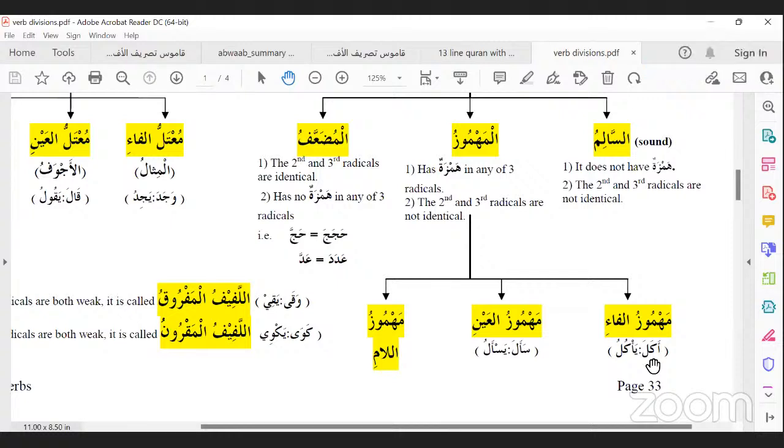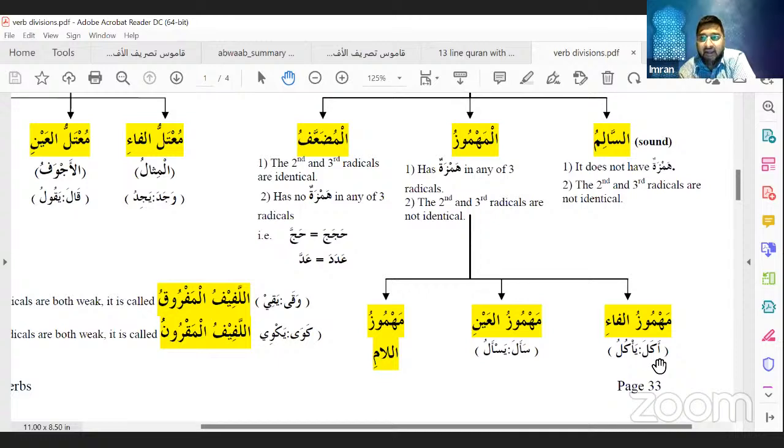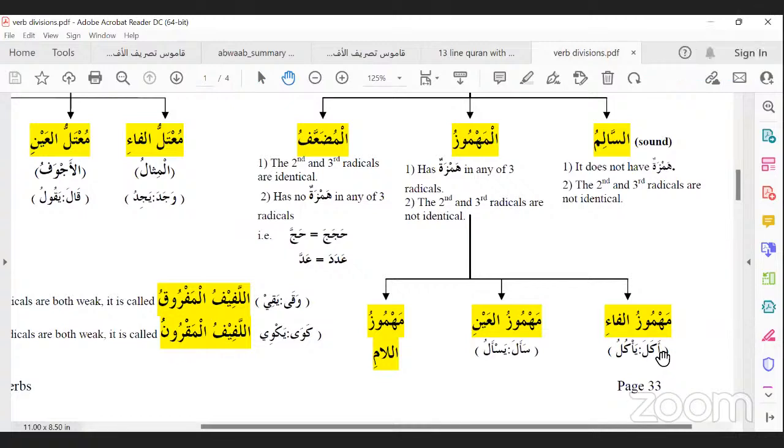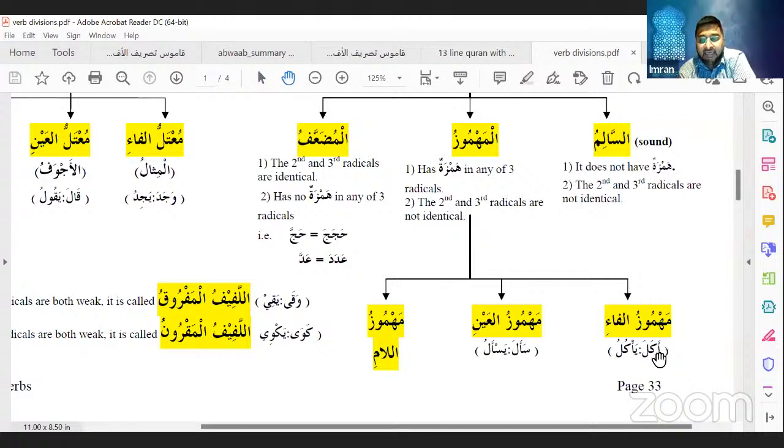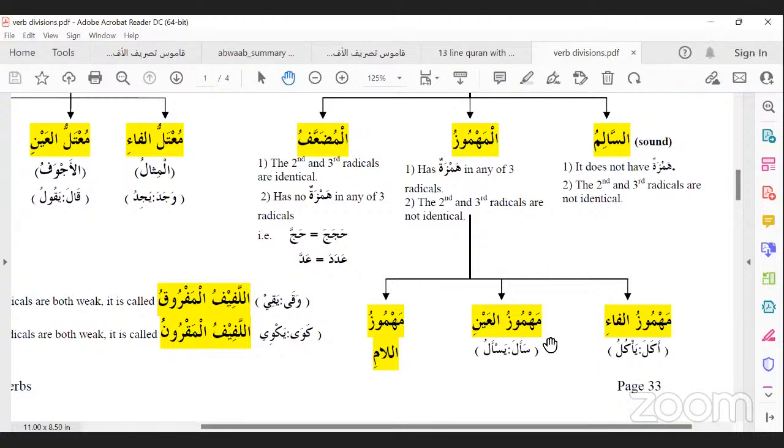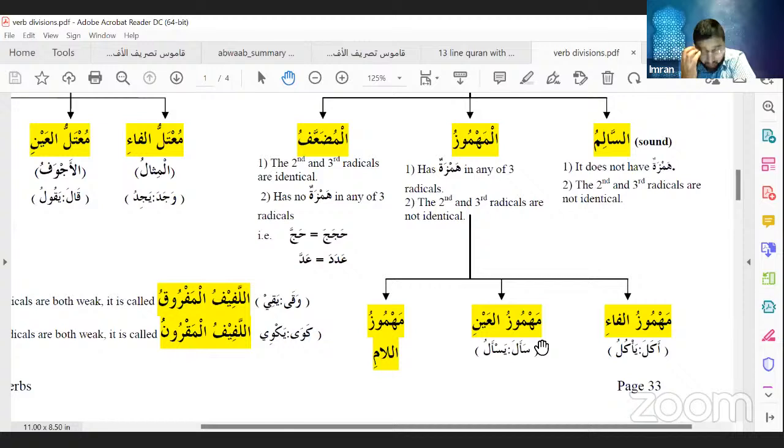But I thought that was a hamza. I thought that is what a hamza is. That's right, that's the vowel. Hamza is the actual letter, and alif itself has no pronunciation. Okay. So akala means he ate, and the present tense is ya'kulu. Correct. And then mahmuzul ain.